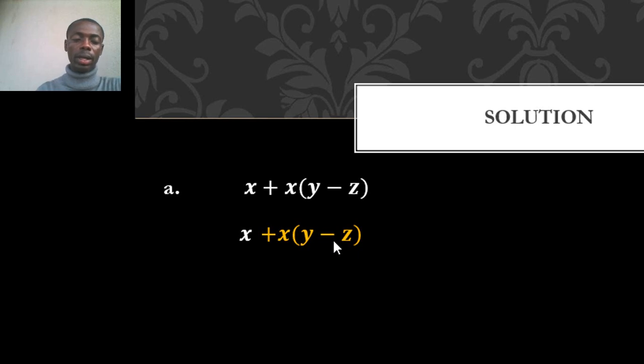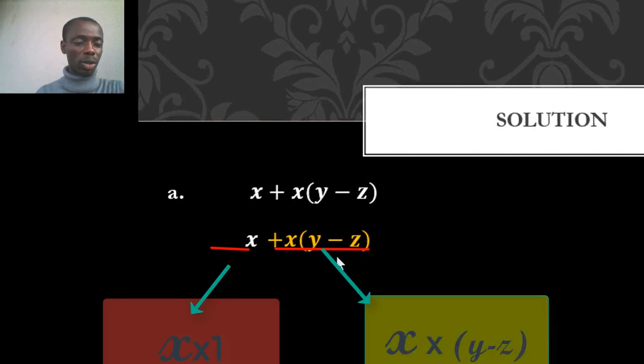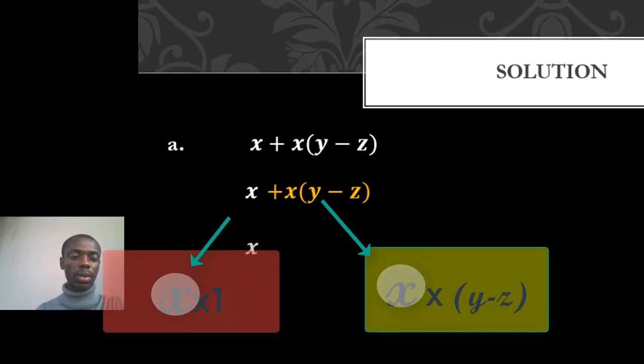Okay, now the question is, if this is a term and this is the other term, what is common to this white one and this one in gold? I'm having an x here and I'm having x into y minus z there. So what is common to both? What do you think is common? I think x is common. Wow, x is common. That's why I'm writing out x.